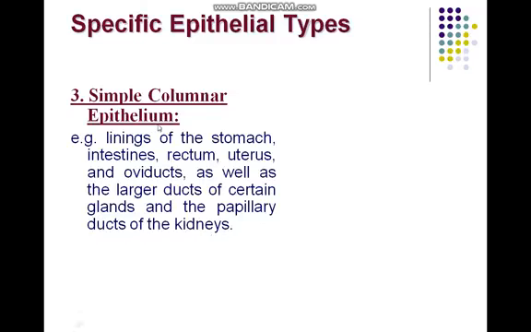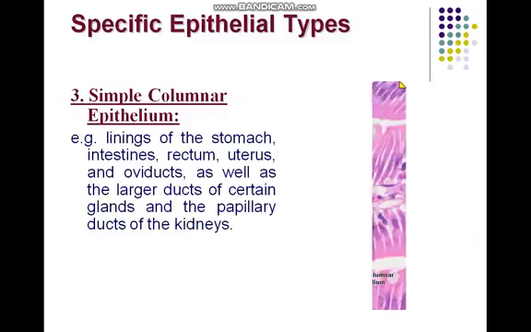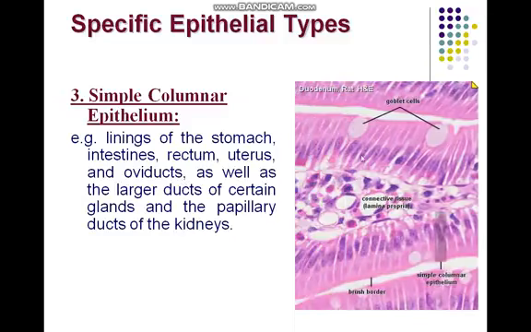Simple columnar epithelium can be seen lining the stomach, intestine, rectum, uterus, oviduct, as well as the large duct of certain glands. In this section, we can see a simple columnar epithelium found in the lining of the duodenum, which is part of the small intestine. And we have, in between the simple columnar cells, a specific type of secretory cells called the goblet cells.